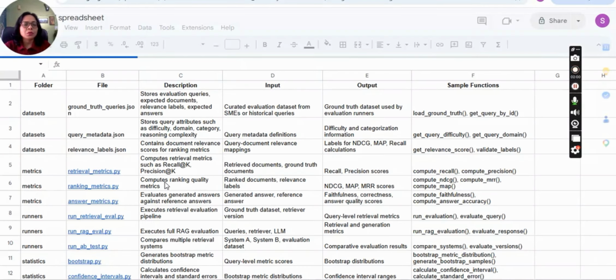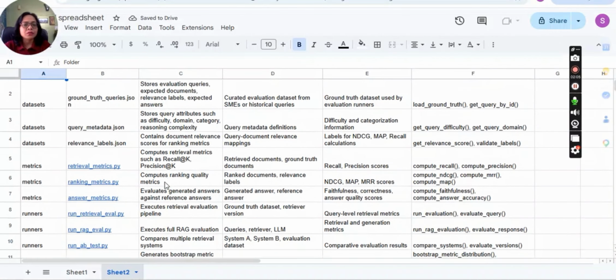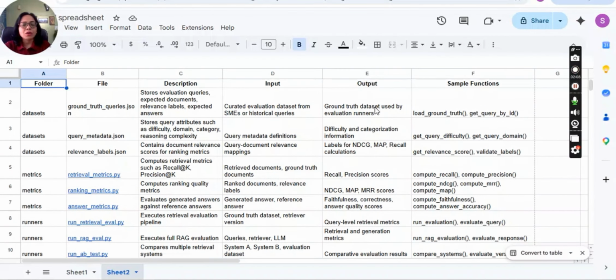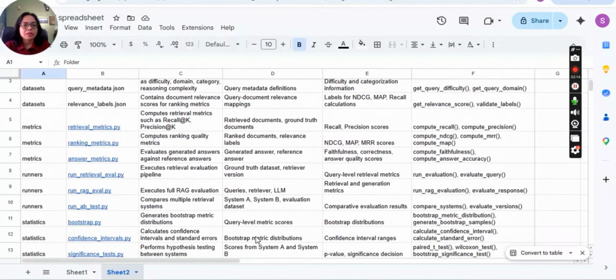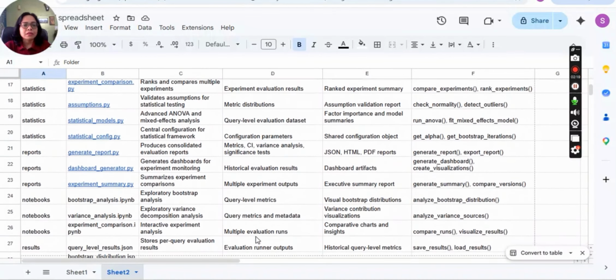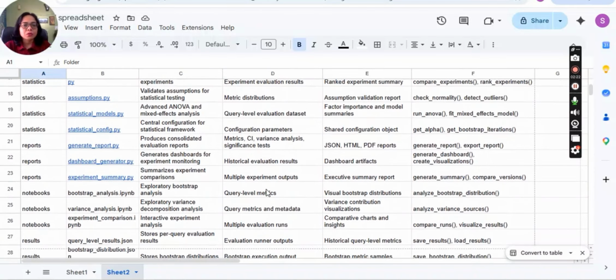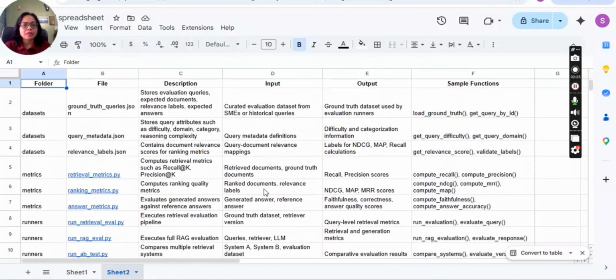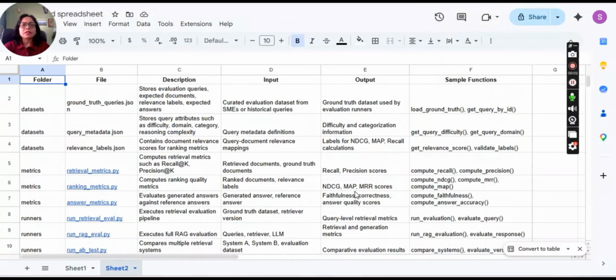AI search evaluation. Here this spreadsheet contains information about all the files, the descriptions, input and output, and the sample functions present. I will also share this one. You just have a look at this, and then start building the applications. So yes, this session concludes the system design of the AI search evaluation framework.